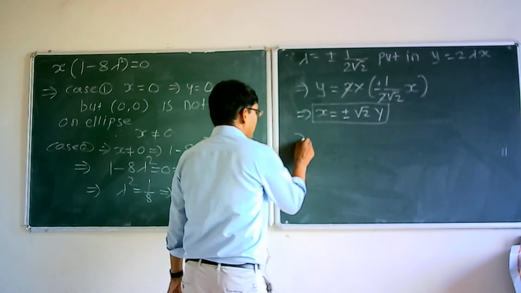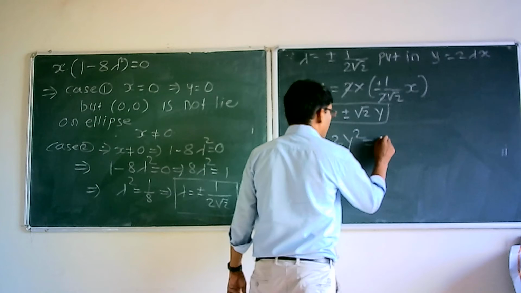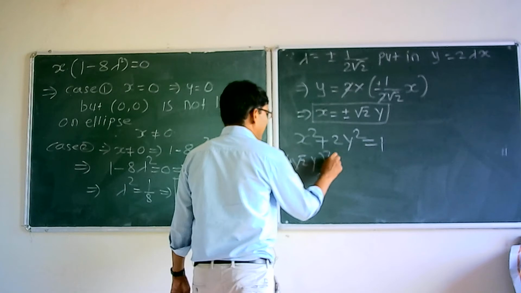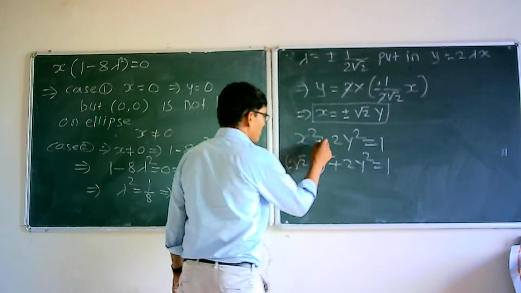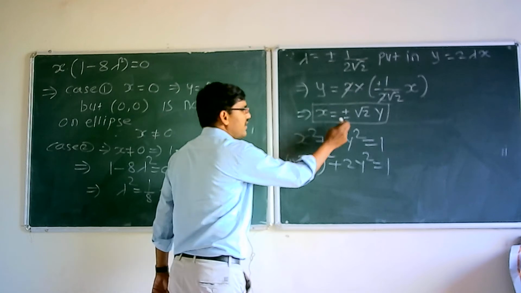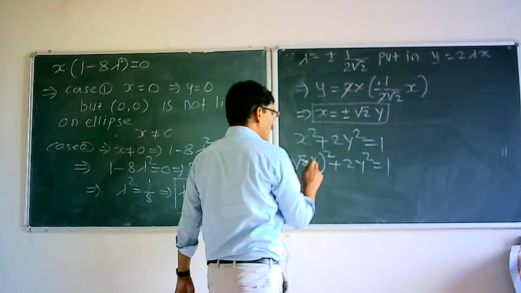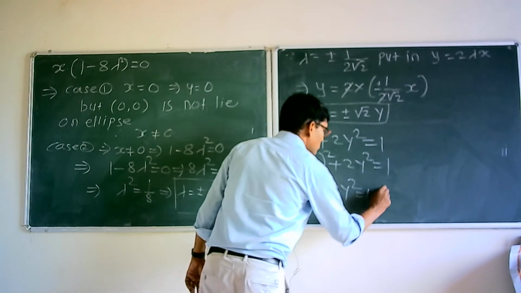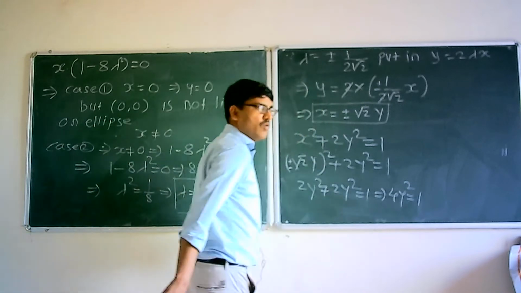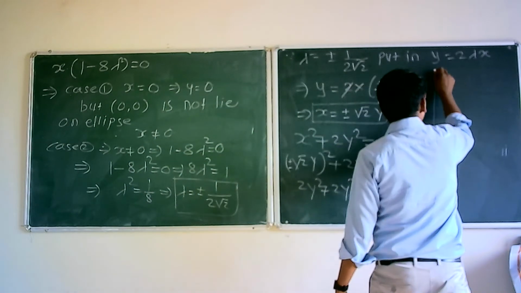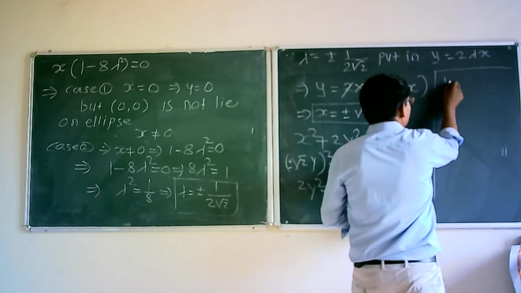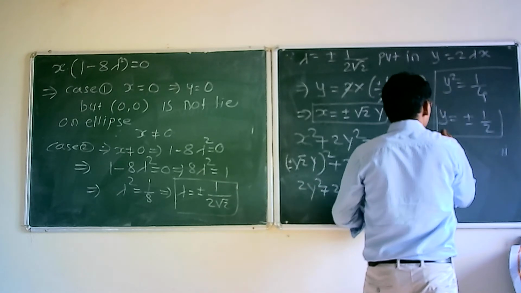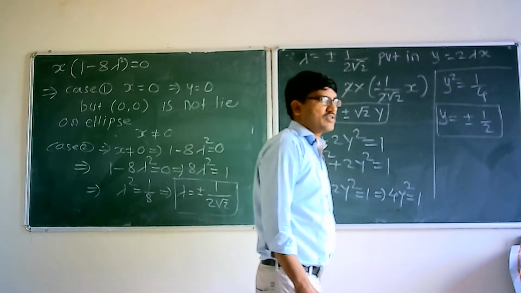So what is equation number 3? That is the equation of the ellipse: x square plus 2y square equal to 1. So this implies (plus or minus root 2y) whole square plus 2y square is equal to 1. We put the relation between x and y, where x is plus or minus root 2y. So we will get 2y square plus 2y square is equal to 1. So this implies 4y square is equal to 1, which implies y square is equal to 1 by 4, and y is equal to plus or minus 1 by 2.